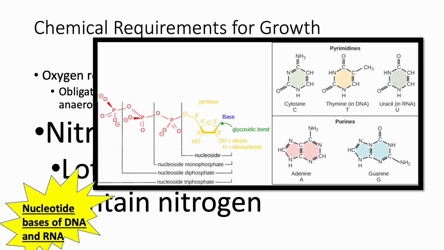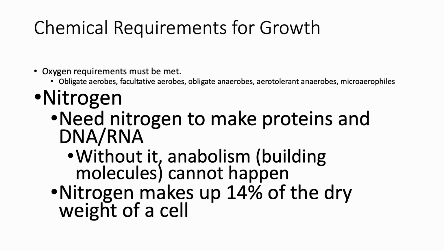Next up, we have nucleotide bases. So these are the building blocks for things like DNA and RNA. And look here, we have nitrogen in all of these different types of bases here. So nitrogen is really important for nucleotide bases. Without nitrogen, we would not be able to have DNA and RNA. So nitrogen is a really important chemical requirement building block for growth.